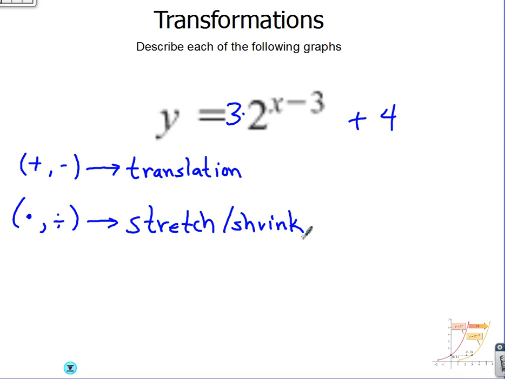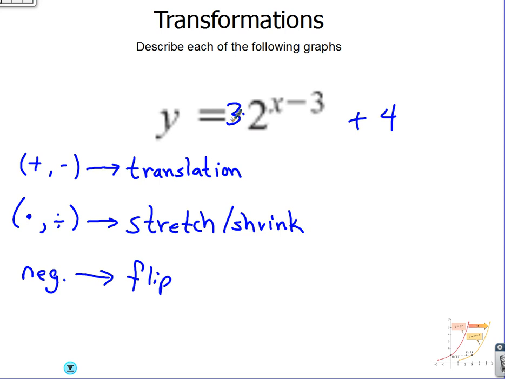And then the last one, negatives. Negatives what? Flip it. And again, it all depends on where the negative is located. If a negative is located with the x, if a negative was up there in the power, it would flip it left and right. If the negative was located out front, it's going to flip it up and down. So that's all three of your transformations that we discussed. We didn't do rotations. I threw in rotations a while ago. Rotations involve matrices. We're not going there.